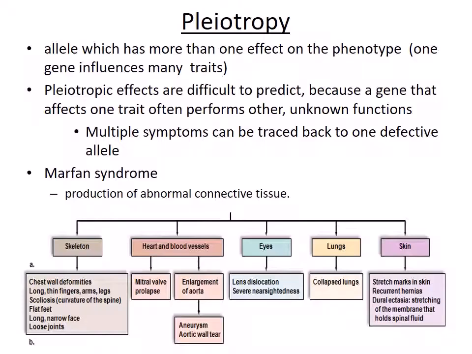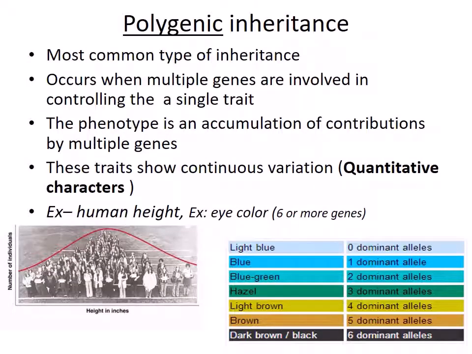This produces abnormal connective tissue. And since you've got connective tissue in all of your different organs, if you have a problem making connective tissue, you're going to have a problem in lots of different organs. And this figure below just shows you the difficulties in the skeleton and the heart and blood vessels and the eyes and the lungs and the skin, because all of those different organs rely on connective tissue.